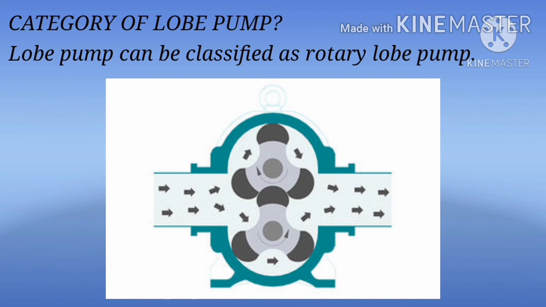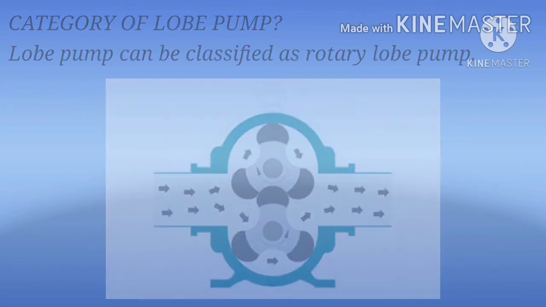First, as the lobes come out of mesh, they create an expanding volume on the inlet side of the pump. Liquid flows into the cavity and is trapped by the lobes as they rotate. Secondly, liquid travels around the interior of the casing in the pockets between the lobes and the casing. It does not pass between the lobes. Finally, the meshing of the lobes forces liquid through the outlet port under pressure.